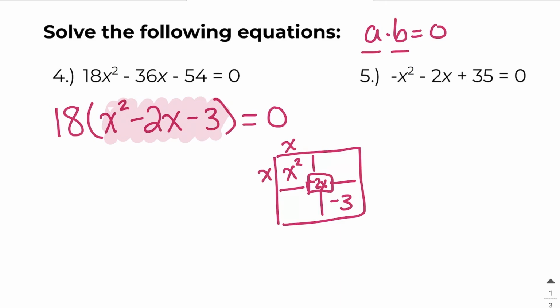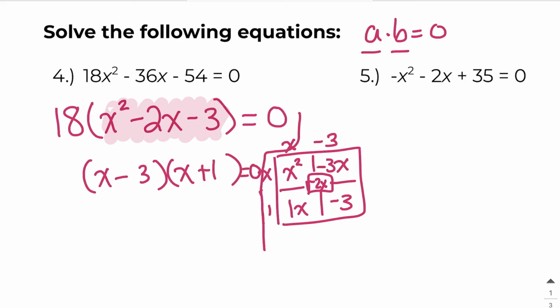So x times x is my only set of options. The nice thing about 3 is only 3 and 1 will work. So this is 3x, this is 1x, but I can get a negative 2x if the 3 is negative and the 1 is positive. Also, negative 3 times 1 gives me this negative 3 in the corner right here. So that means I end up getting x minus 3 times x plus 1. And don't forget to copy down this 18.